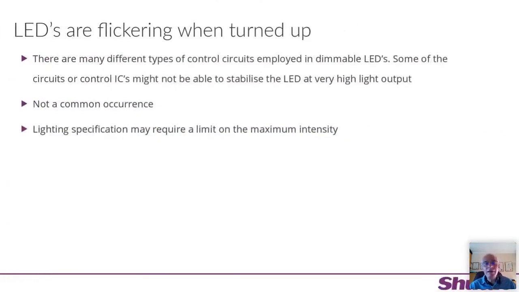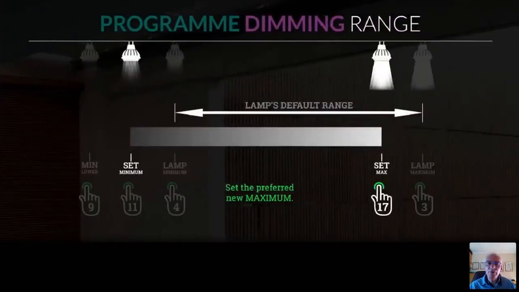Then in very, very limited cases, you do find that your LED flickers when you turn it to maximum intensity, but often you'll find that there's a lighting specification which dictates that your maximum intensity must be a certain level. So it must ideally be possible to set your maximum intensity as well. And with the Shuttle dimmers, it's easy. You simply adjust up to the level where you want, press the button 17 times, and it's set.